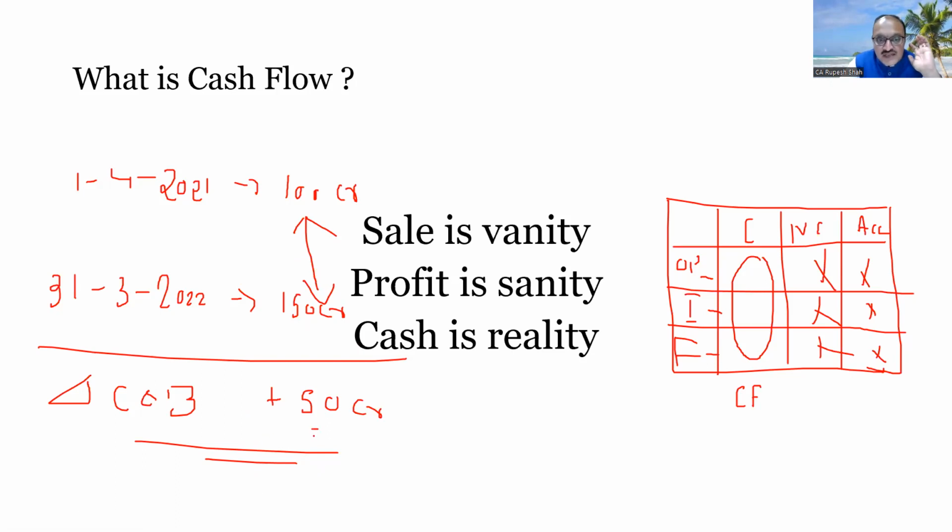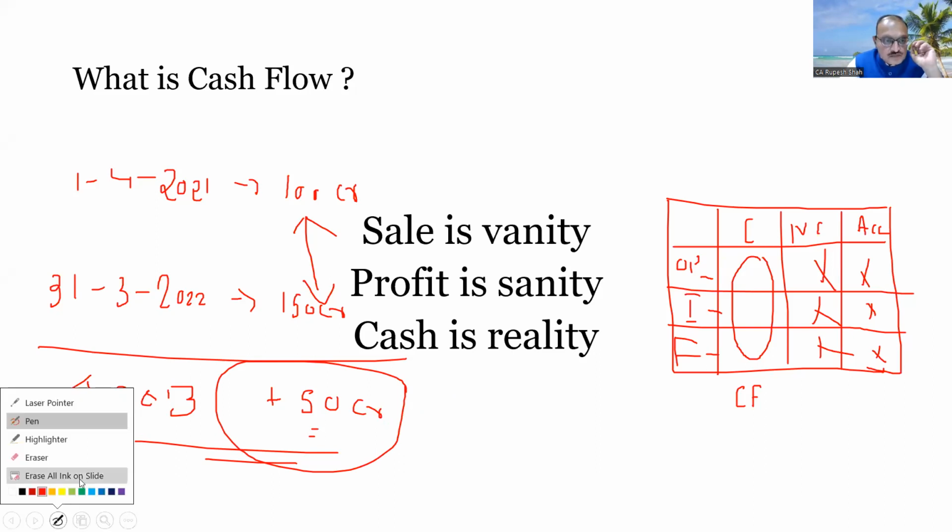This 50 crore increase may be a good thing. This 50 crore increase may also be an extremely horrible thing. That we have to understand very, very clearly. And we should never judge anything from this figure. I hope so far so good. Now, why I'm saying so? Let us deep dive into this.